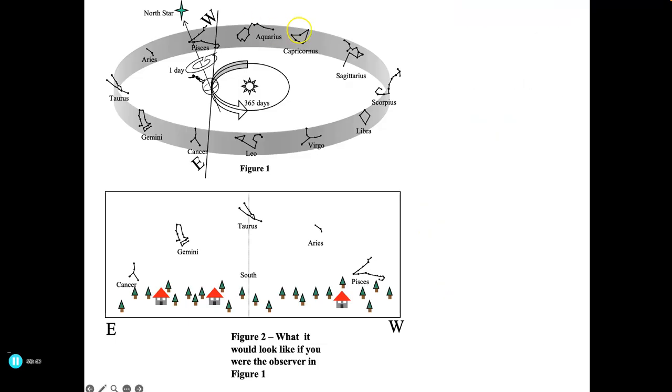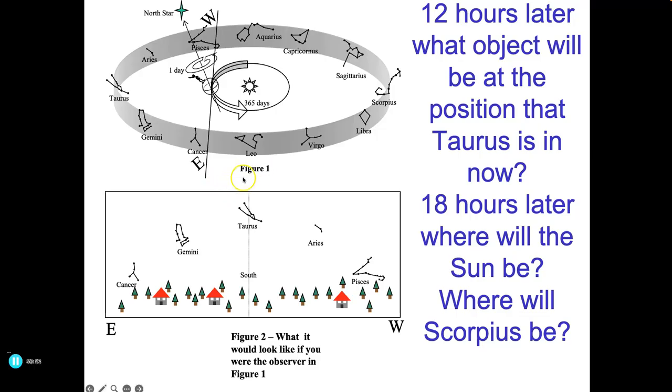Where will Scorpius be? Well, Scorpius is behind the Sun, so Scorpius and the Sun will both be high in the southern sky at noon. What about 18 hours later? Go back to that question, right? 18 hours later, we started facing Taurus, then we're facing Scorpius, now we're facing Aquarius.